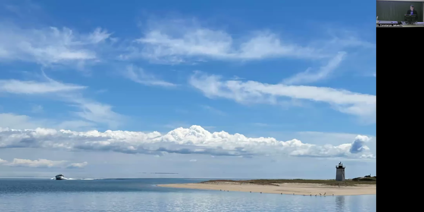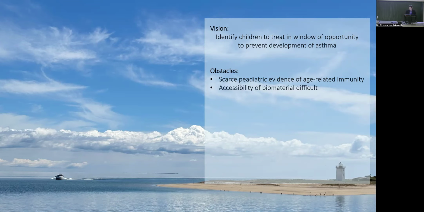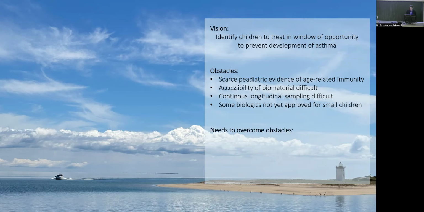So last but not least, if we dream or if we look into the future, what's our vision? Our vision is to identify children to treat in the window of opportunity to prevent the development of asthma. Our obstacles are scarce pediatric evidence of age-related immunity. The accessibility, of course, in small children of biomaterial is difficult and ethically challenging. The continuous longitudinal sampling is difficult. Some biologics we would think might be helpful in the early ages are not yet approved for small children.